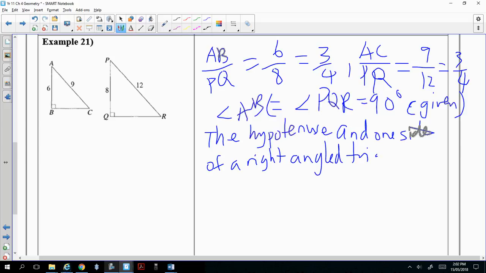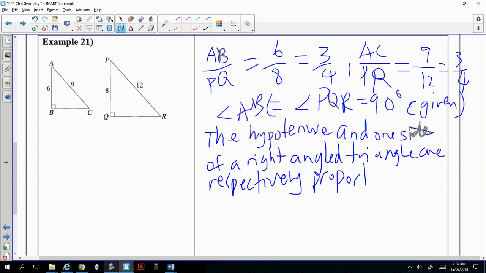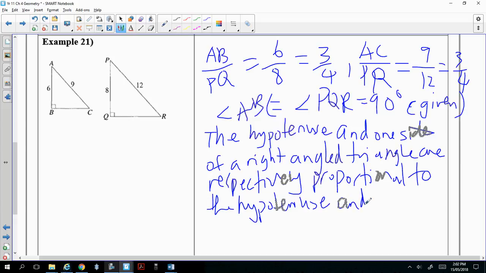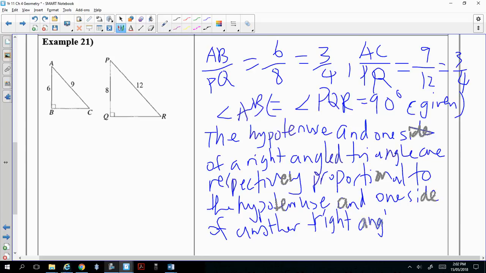Are respectively proportional to the hypotenuse and one side of, you can say, maybe proportional of another triangle, right angle triangle. Done. Okay. That's very long. I agree.